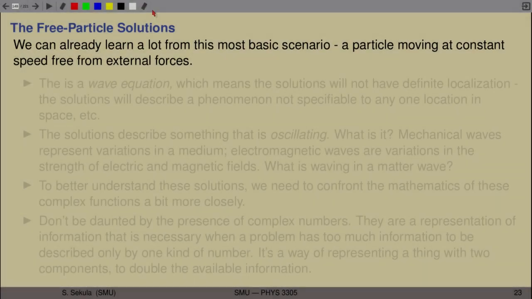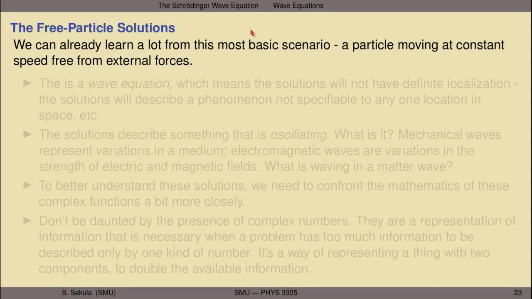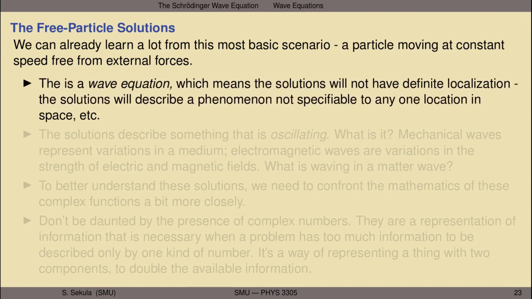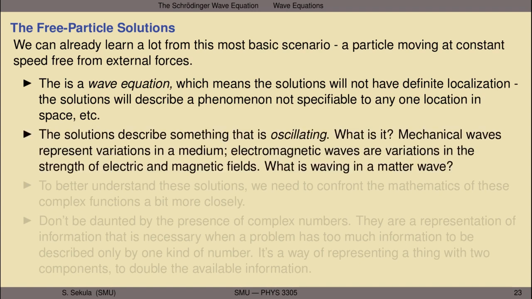So let's see what we have learned already from this most basic scenario, a particle moving at constant speed free from external forces. There is a wave equation, which means that the solutions will not have definite localization. These are waves. They describe a phenomenon that's not specifiable to any one location in space, and that means they're spread out.